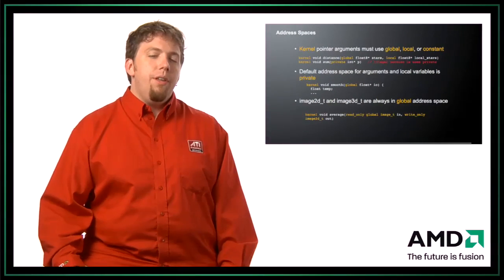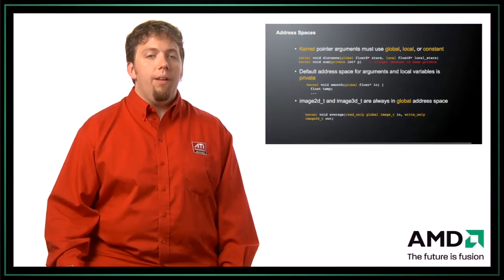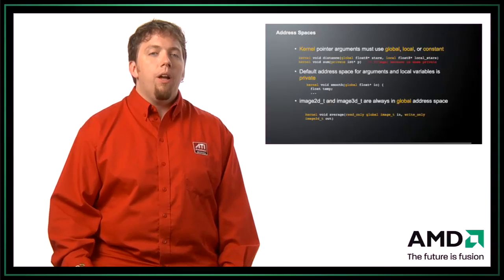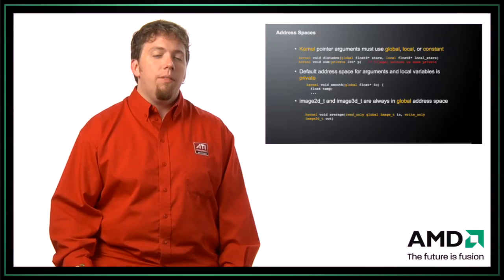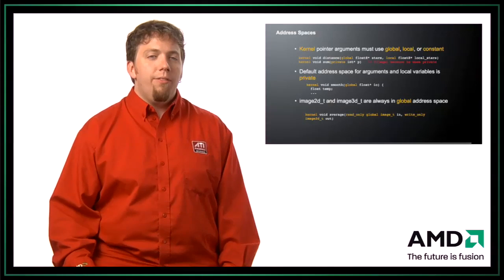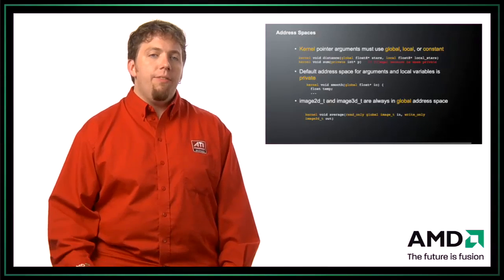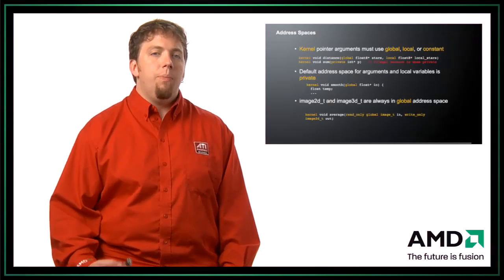One gotcha you're going to run into is that the default address space for arguments and local variables is private. Whenever you pass in an argument and you don't specify something, it'll default to private. This is a common mistake that everyone makes: they forget to specify the memory space they want for an argument. That argument defaults to private, and then bad things happen because that is not allowed.